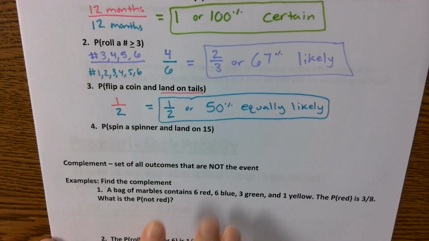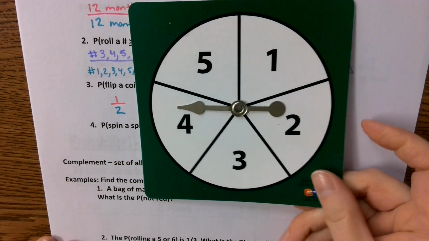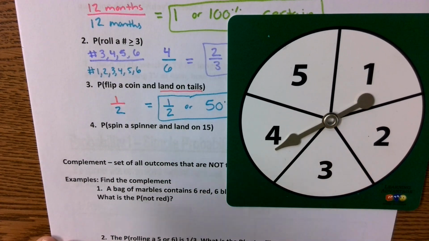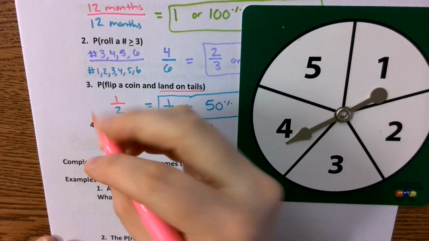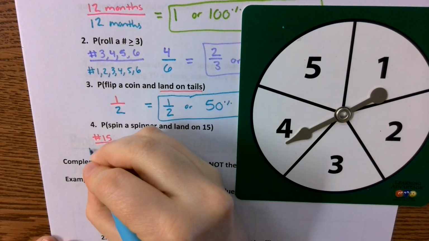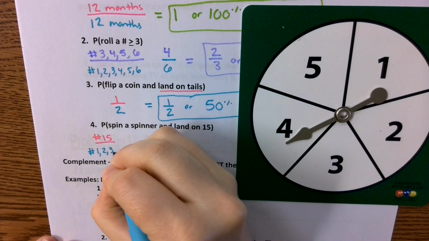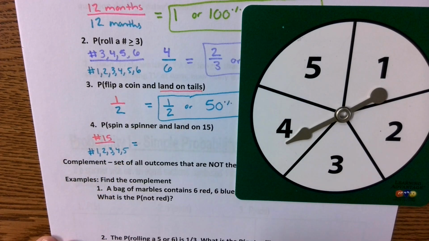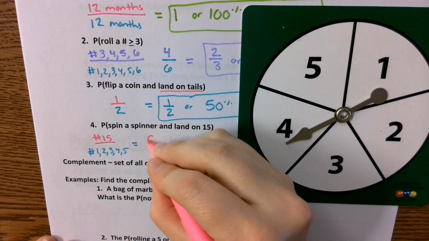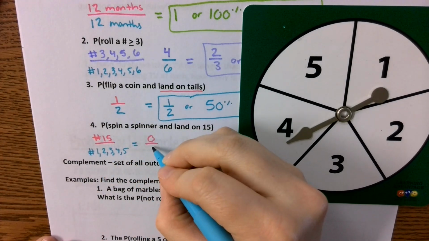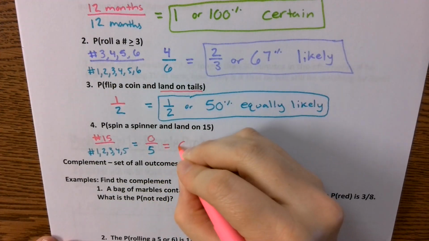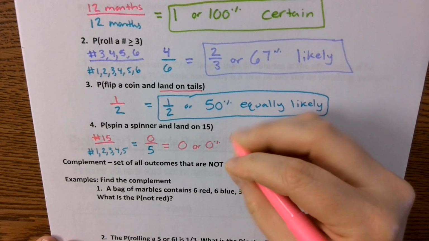Problem number 4. You're spinning the spinner, same spinner that we had before, and we want to land on the 15. So we are looking to land on the number 15 out of a list of numbers that are 1, 2, 3, 4, 5. How many of these numbers are a 15? 0. There are 0 numbers on here that are the 15 out of the 5 numbers that we have on that spinner. So that's considered to be 0 or 0%, which is impossible.